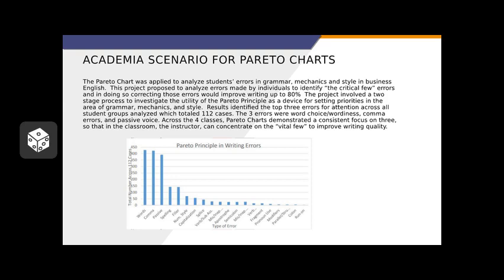Results identified the top three errors for attention across all student groups analyzed, which totaled 112 cases. The three errors were word choice and wordiness, which is actually one category, comma errors, and passive voice. Across the four classes, Pareto charts demonstrated a consistent focus on three, so that in the classroom, the instructor can concentrate on a vital few to improve quality in writing.